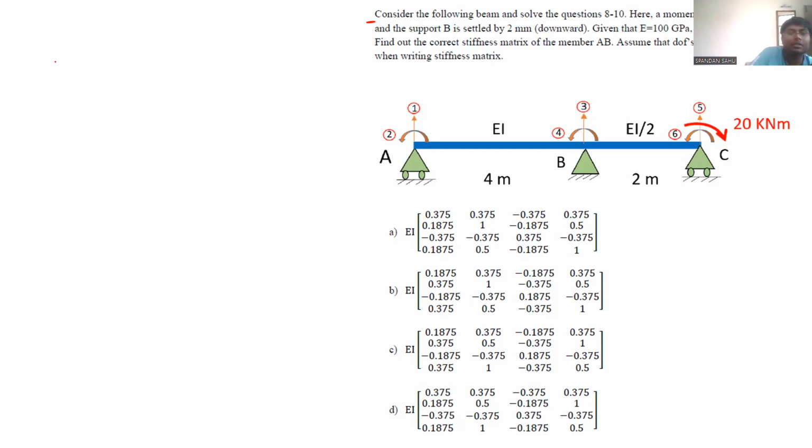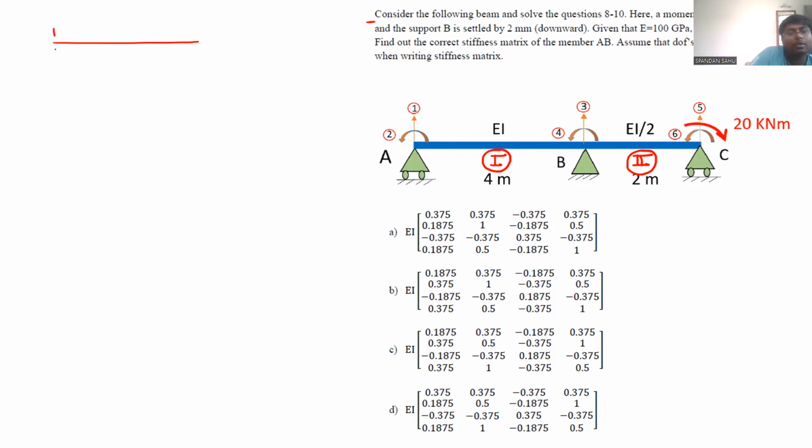Tell me the approach. After that, solving won't be a problem. You have a beam. This is a continuous beam, but you have to write the stiffness matrix for each span separately. Let this be the first one and this be the second one. First you have to write the stiffness matrix for the first beam AB. Next you have to write the stiffness matrix for BC.